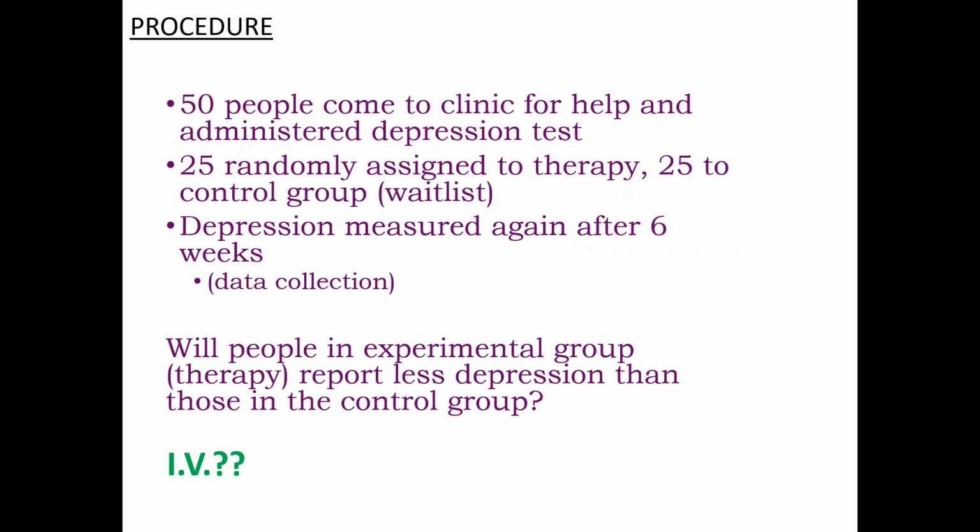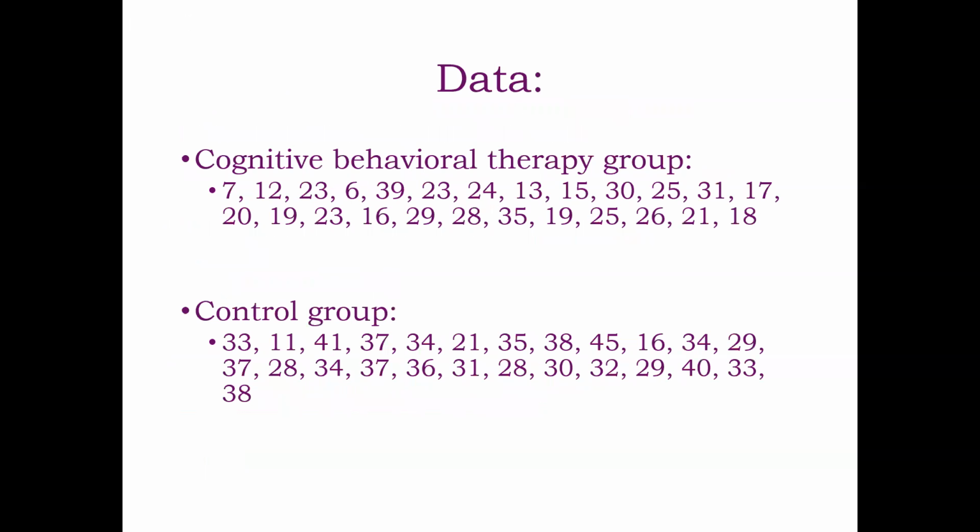Now, our question is, will people in the experimental group who received therapy report less depression than those in the control group? The independent variable is therapy versus none, and the dependent variable is depression. So say we collect the data, right? We have all these scores of the cognitive behavioral therapy group and the scores of depression in the control group.